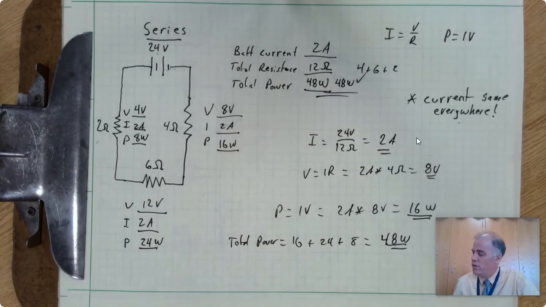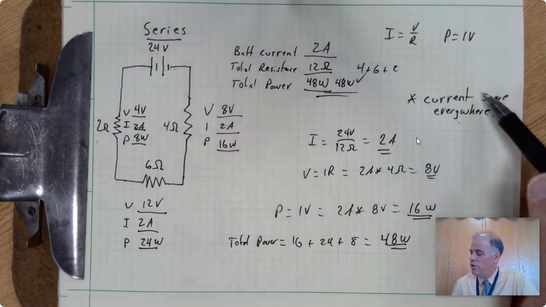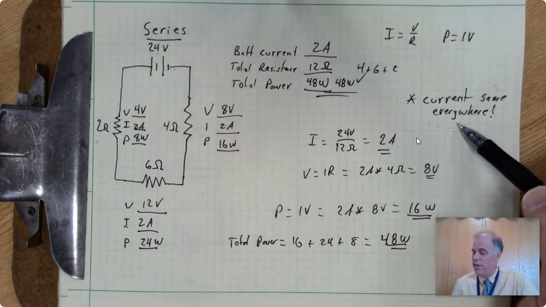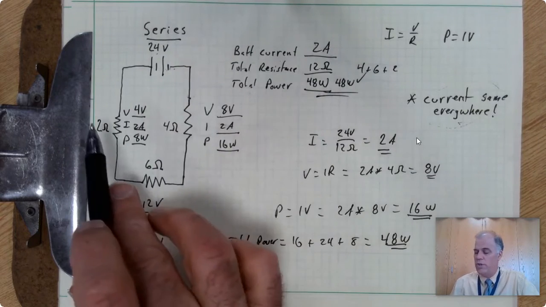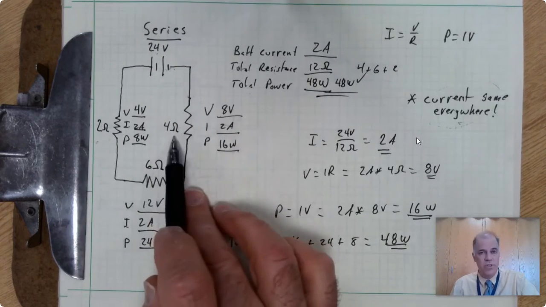Okay, so series circuits. To summarize, to begin, we recognize that the current is the same everywhere, and that to calculate the total resistance, we just add up the individual resistances.